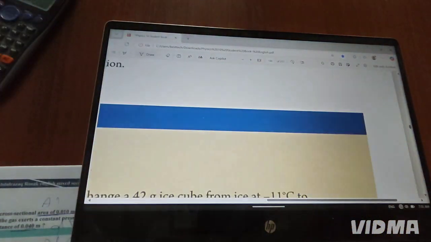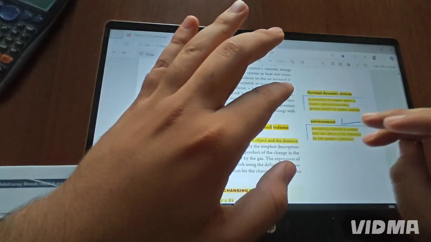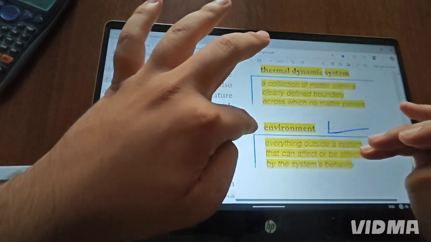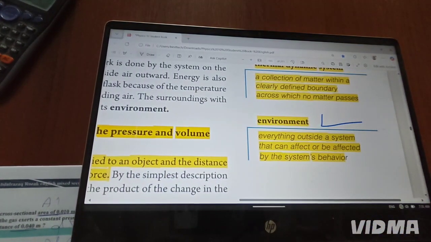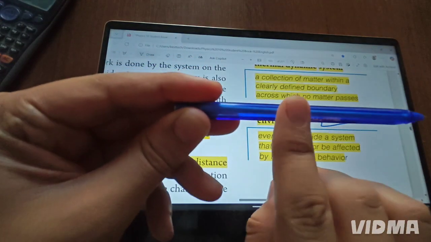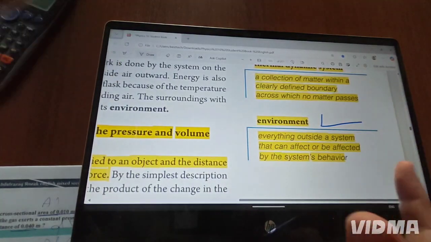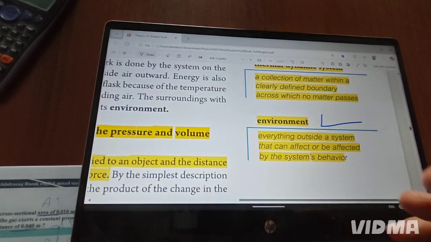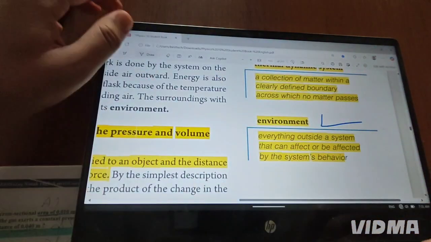This is the definition. What is the environment actually? Environment means everything outside a system that can affect or be affected by the system. For example, in chapter 3, we studied buoyant force. There are two forces that can affect this pen: gravity force and buoyant force. So anything that can affect this object is called the environment. Everything outside the system that can affect this pen is called the environment in general.